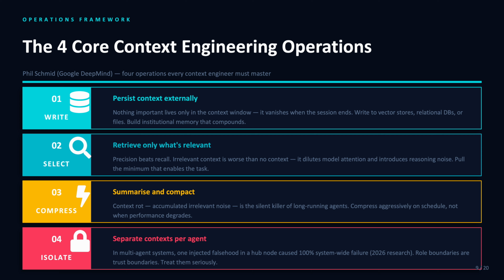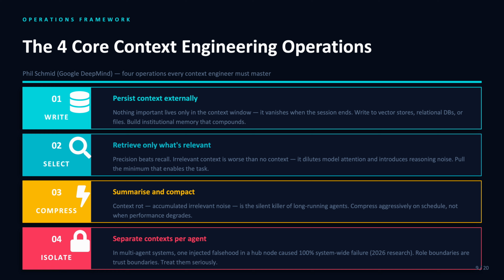Operation 03. Compress. Summarize and compact. This is the operation most teams skip entirely, and it's why their agents degrade over time. Context rot, the silent accumulation of irrelevant noise, is the most common cause of production agent failures I've seen. Compress on a schedule, not when performance degrades, before it degrades.